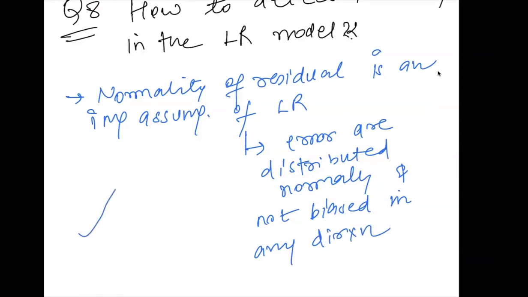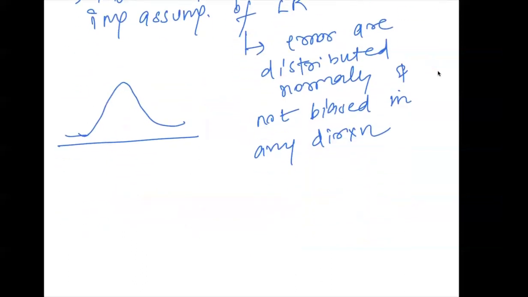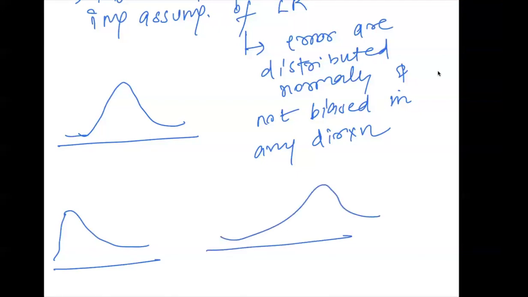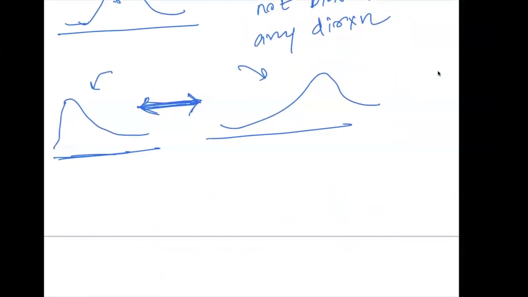If you see a normal distribution, it is like this, right? When errors are distributed like this, it's good. But if it's skewed, something like this or something like this, then this is an issue. You need to solve this. When you plot your diagram, this is what is ideal. But if you get this or this shape, then you need to work on your normality assumption. But the question is, how will you detect it?